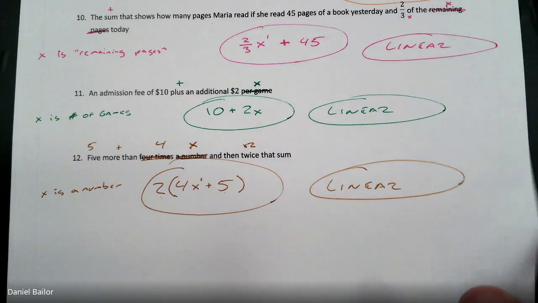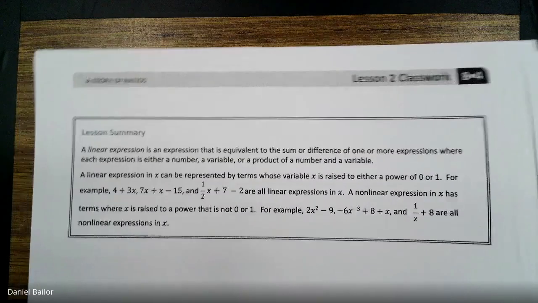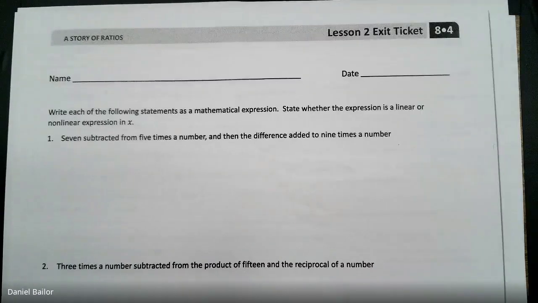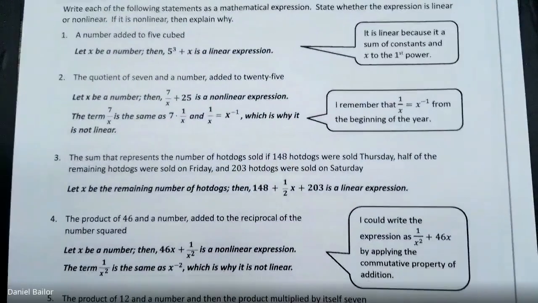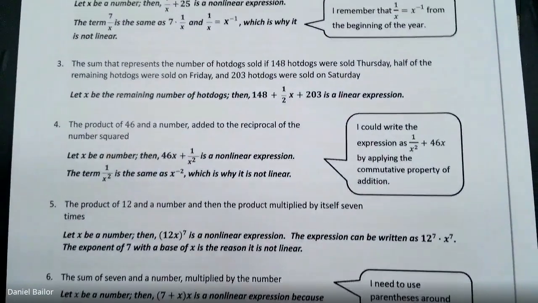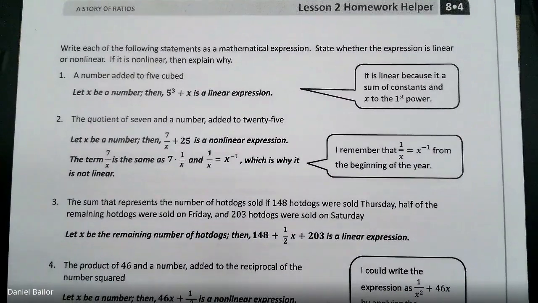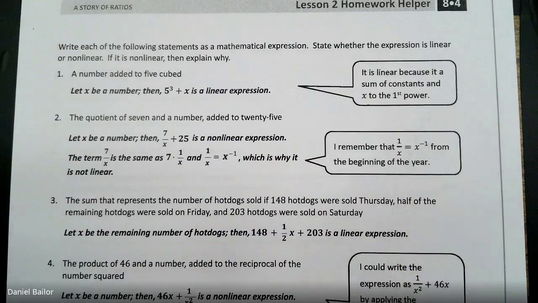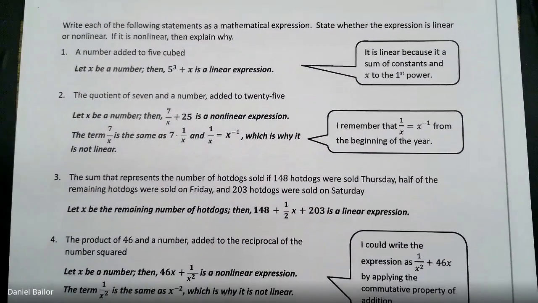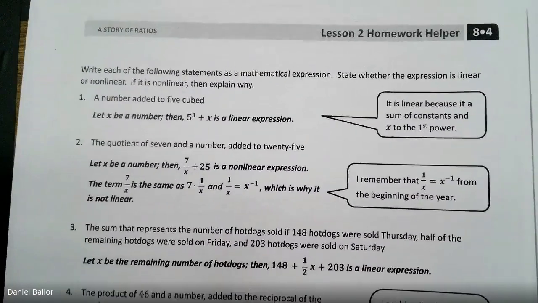There's also help in the pages for your problem set. You have the lesson summary right here that just summarizes everything we just did. The exit ticket is the last thing we're going to do, so let's slide that to the back. If you still need some help with these, they gave you 6 more examples on the homework helper from page 15. So on page 15, they give you the sentence, they tell you the answer, and they even show you what they were thinking, if it's linear or nonlinear. So use the homework helper if you still need a little bit more help.